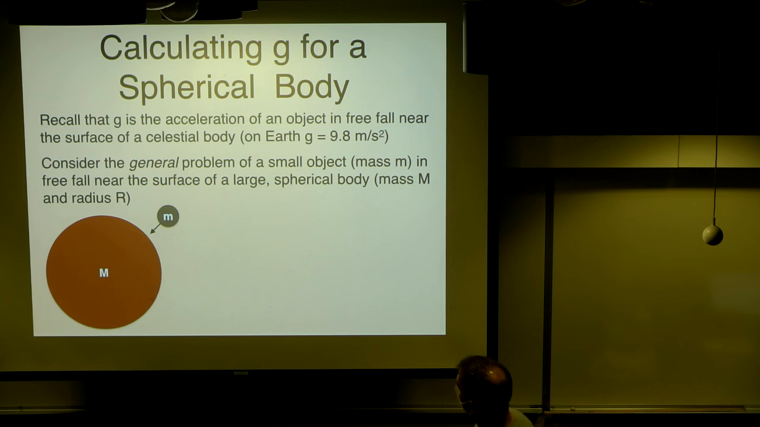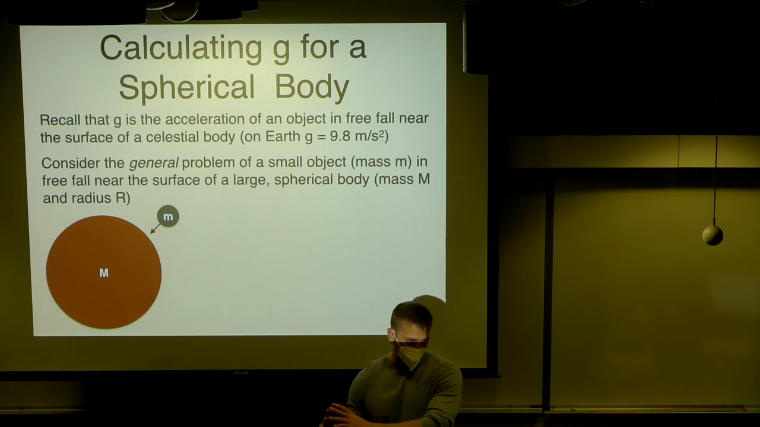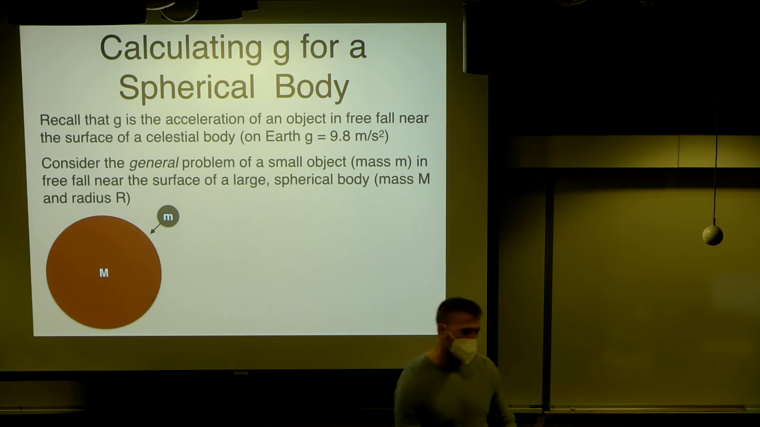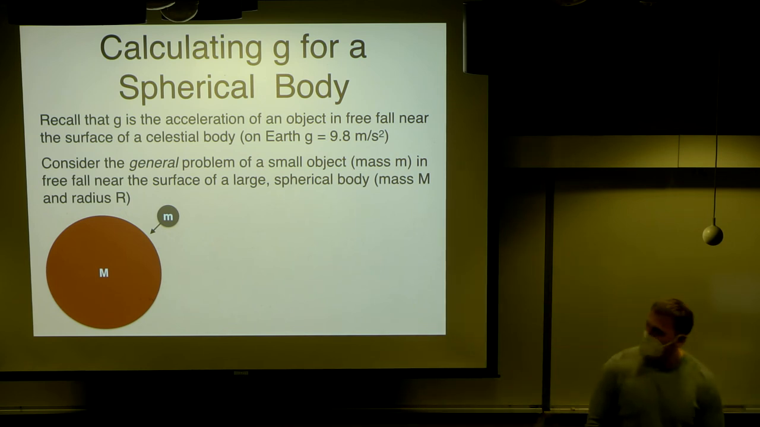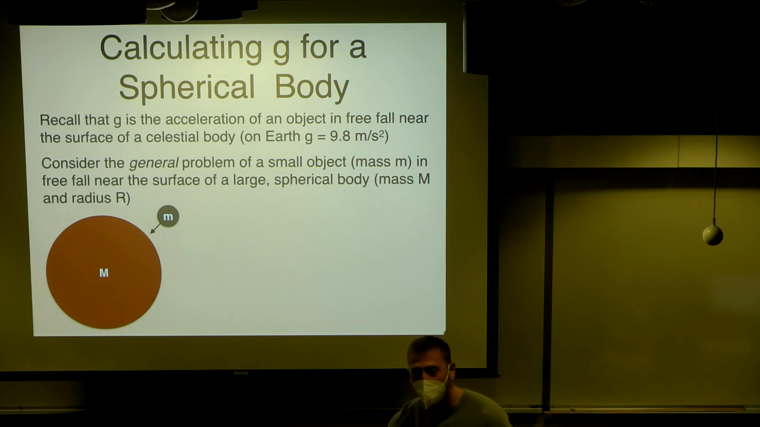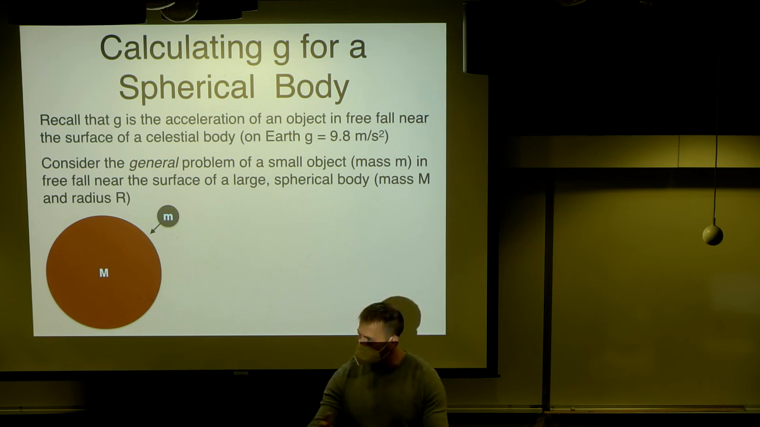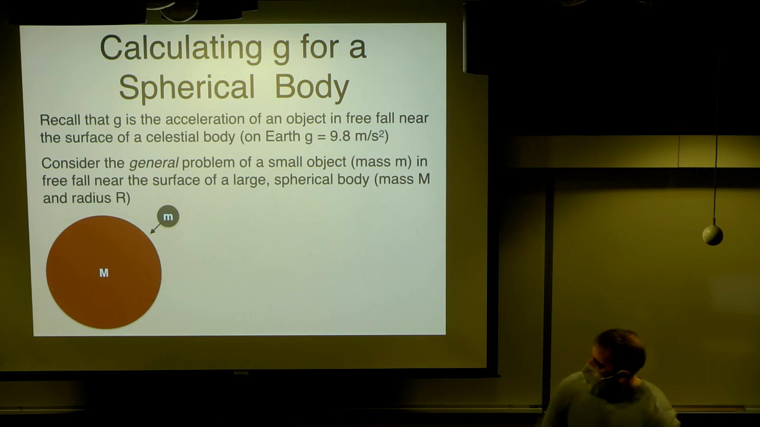What I'm going to show you here is a formula for calculating lowercase g for a spherical body. Remember, this is a different number from uppercase G. Uppercase G is the number that appears in the law of gravitation. Lowercase g is what we call the free fall acceleration. It's the acceleration of an object that's in free fall near the surface of some celestial body. This could be the Earth, this could be the Moon. We want to be general, just some kind of celestial body. Of course, on Earth, we expect 9.8 meters per second squared.